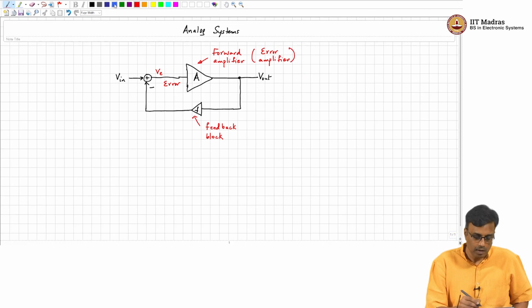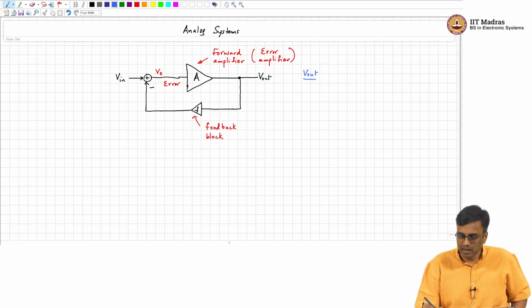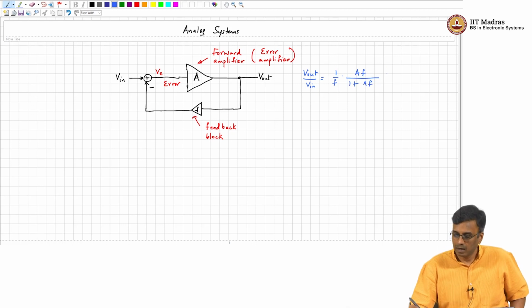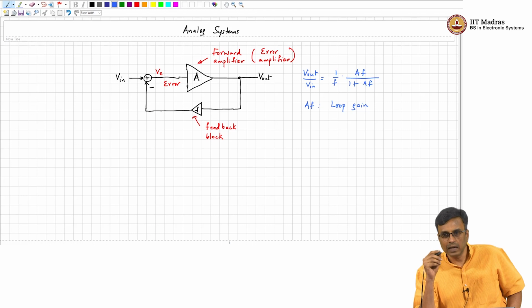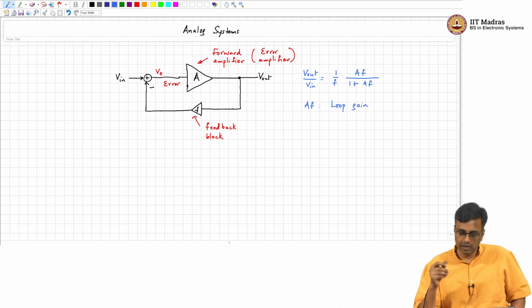The closed loop gain, V out by V in, is 1 over f times A f over 1 plus A f. And this A f is called the loop gain. This is telling you that as the loop gain tends to infinity, the closed loop gain is simply dependent on the feedback block. The actual value of the loop gain does not really matter as long as it's so large that A f by A f plus 1 is close to 1.